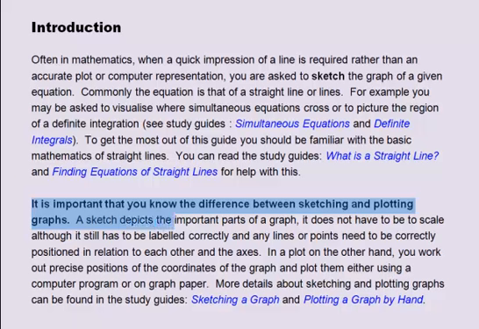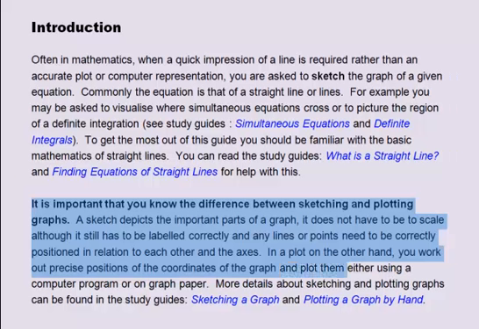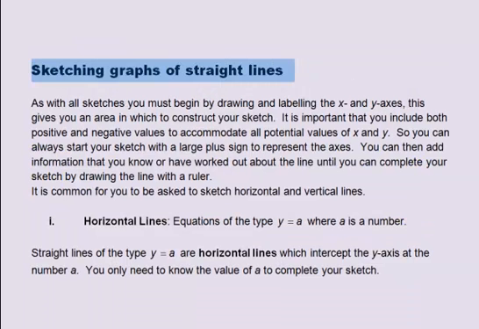A sketch depicts the important parts of a graph. It does not have to be to scale, although it still has to be labelled correctly, and any lines or points need to be correctly positioned in relation to each other and the axes. In a plot, on the other hand, you work out precise positions of the coordinates of the graph and plot them either using a computer program or on graph paper. More details about sketching and plotting graphs can be found in the study guides Sketching a Graph and Plotting a Graph by Hand.